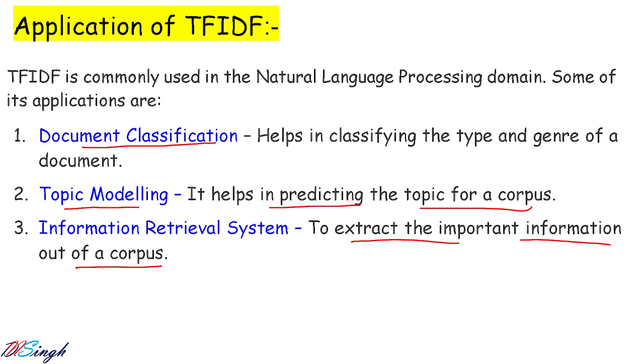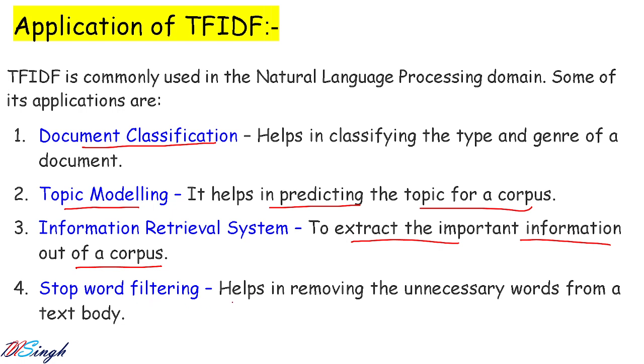अब 1000 पेज का PDF है, उसमें से समराइज करना है, इंपॉर्टेंट इंफॉर्मेशन निकालना है, तो भी हम TF-IDF का यूज कर सकते हैं. स्टॉप वर्ड फिल्टरिंग, समराइजेशन, अगेन आई विल से कि ऐसे वर्ड्स को हटा देना जिनका मीनिंग कम है. Helps in removing the unnecessary words from a text body. तो स्टॉप वर्ड फिल्टरिंग में अभी हम यूज कर सकते हैं.